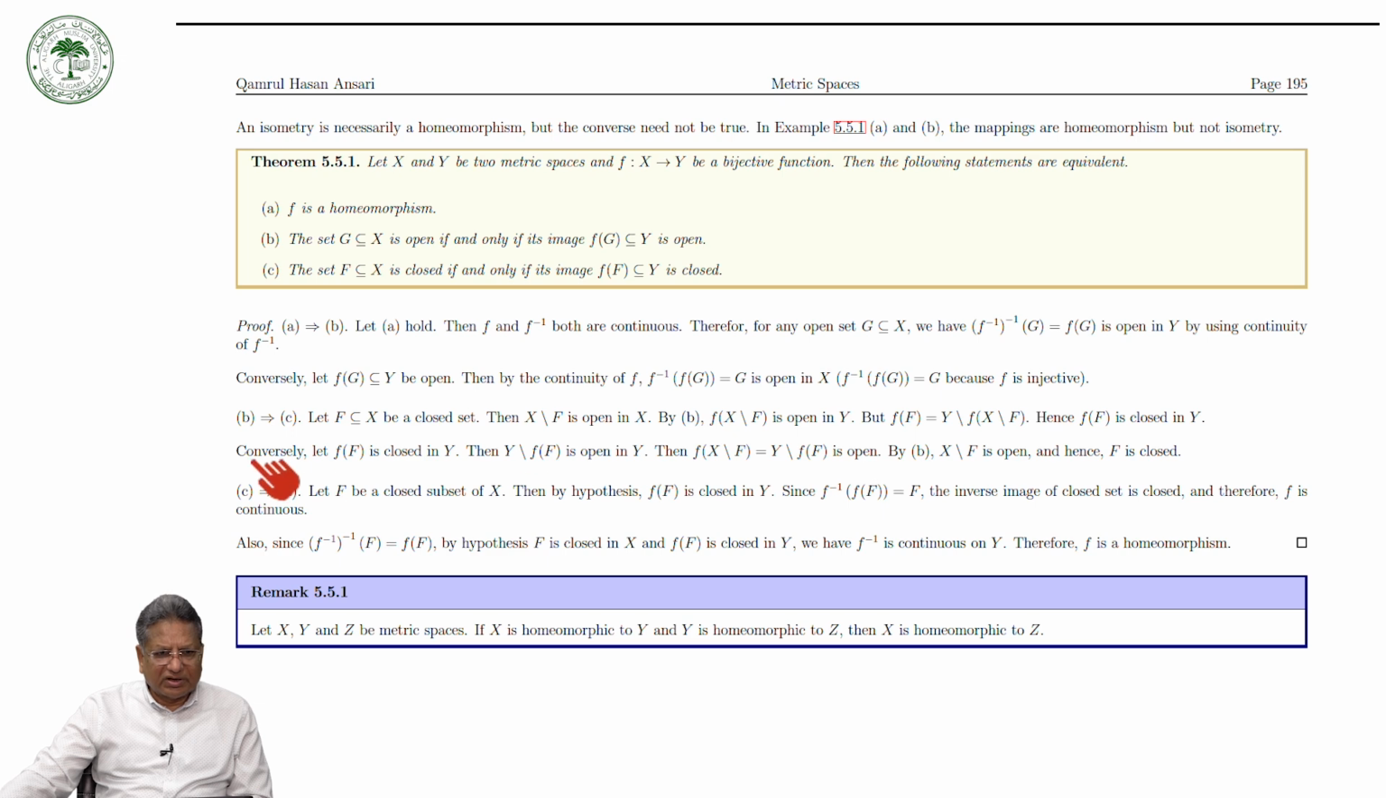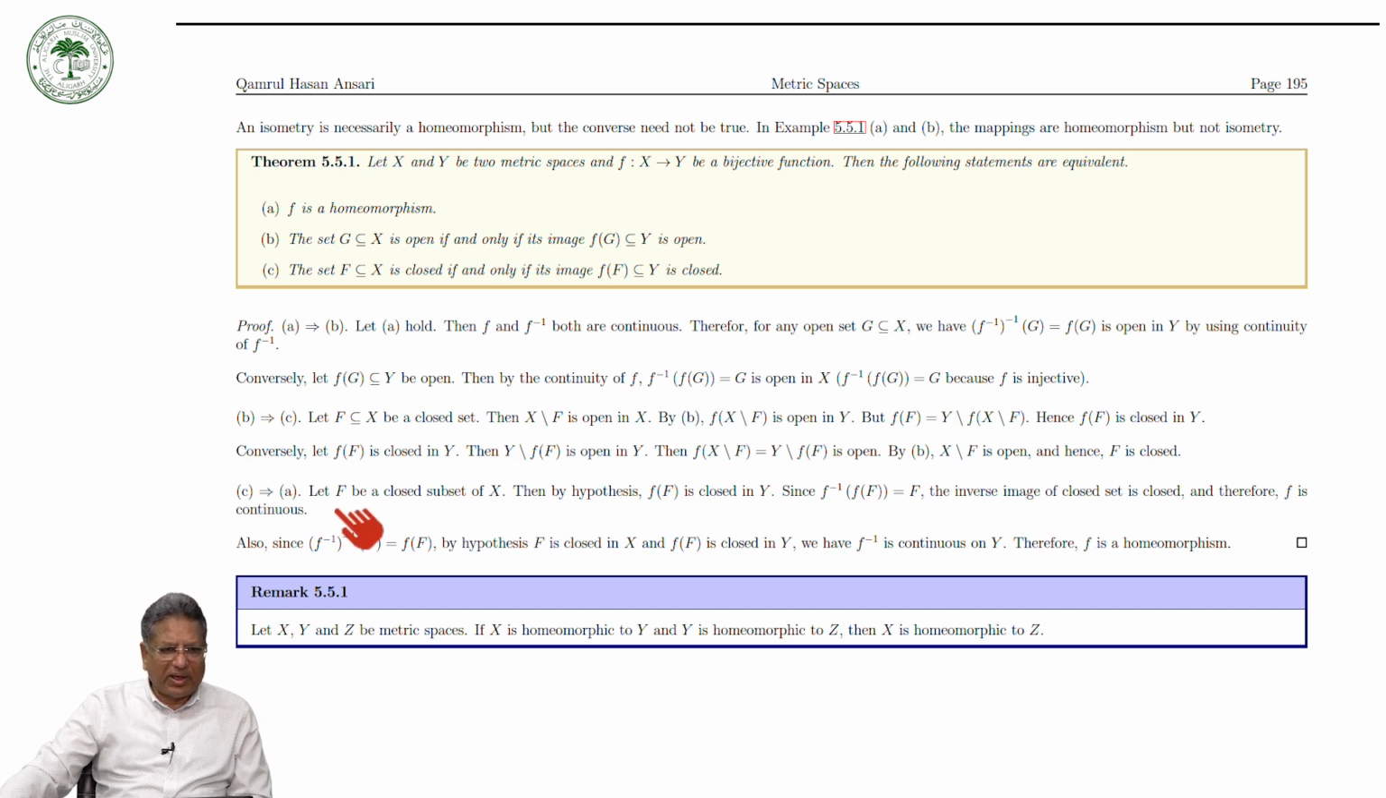And for the converse, let us take this set F to be closed. Then the complement of F is open in Y, and the image of the complement of F is equal to the complement of f of F. This is your open set because F is closed, so this is open, and so by (b), f of F is open and hence f is closed.